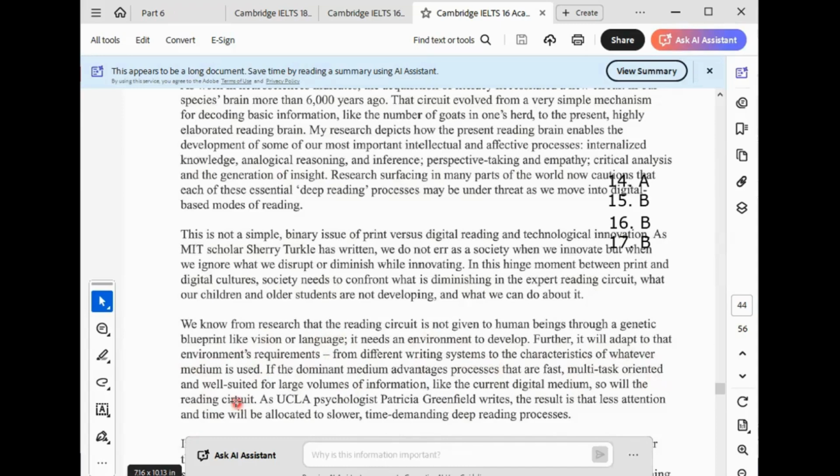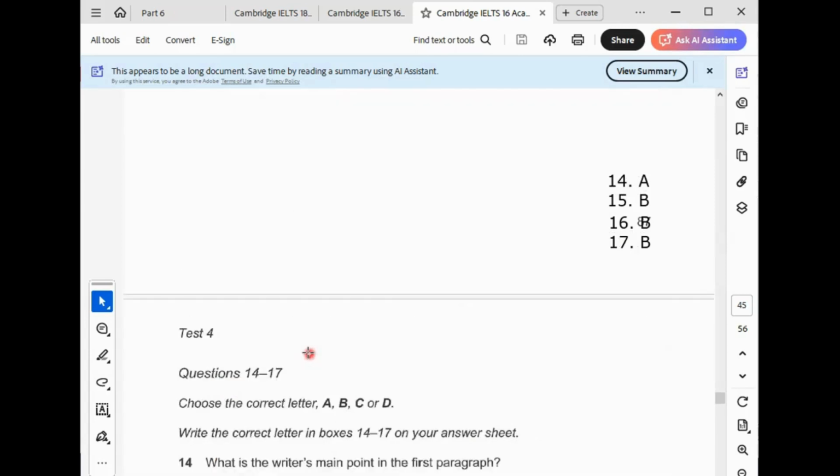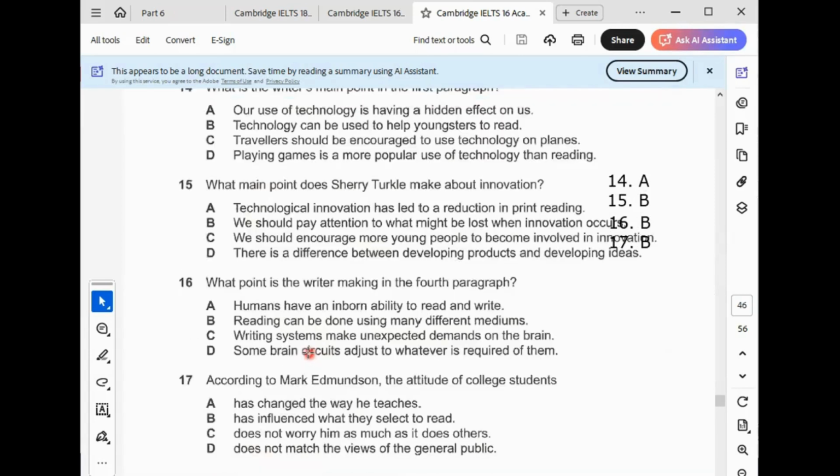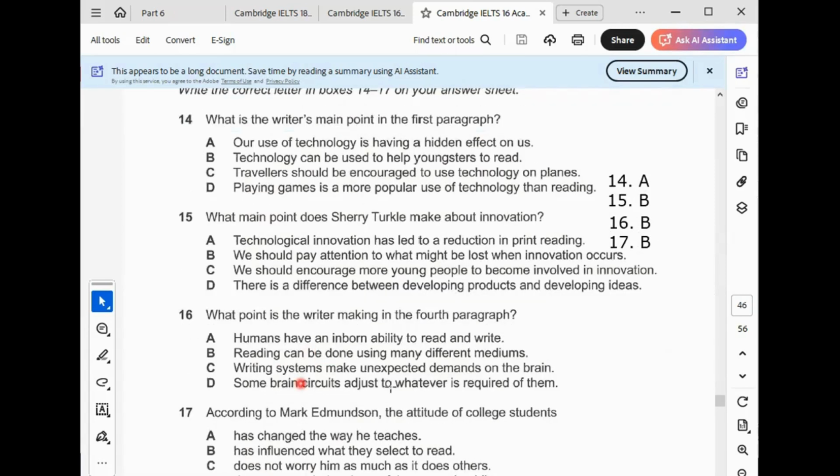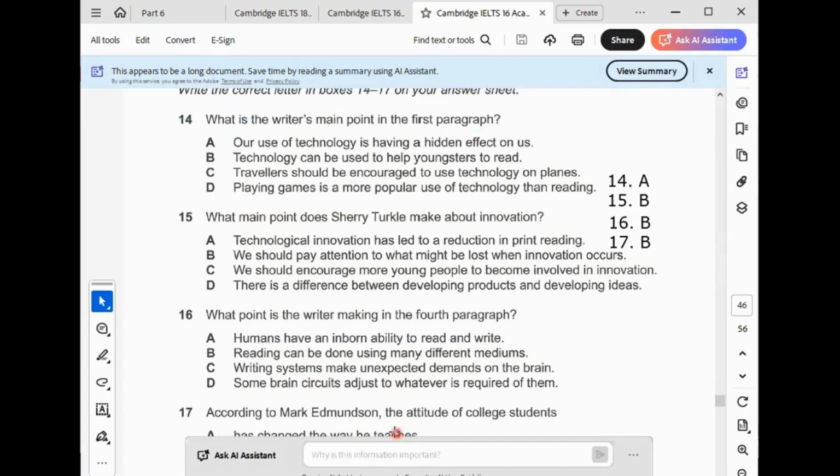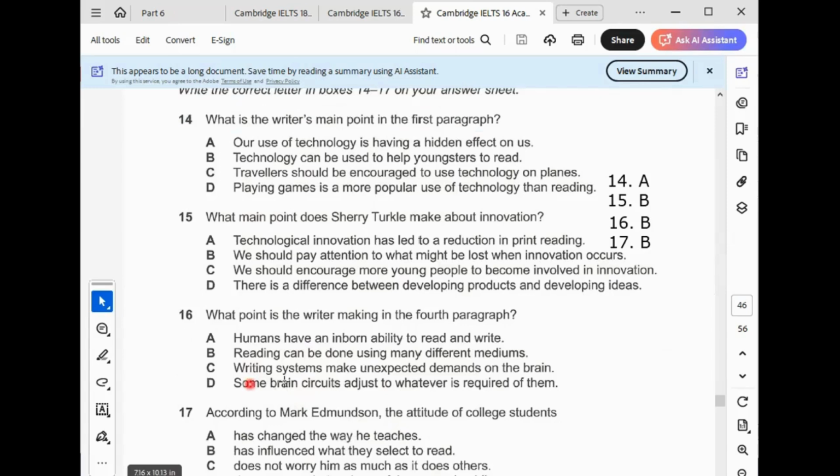So that means that if the medium is slow, the reading circuit will also be slow. Let me check that list of options again. They said that some brain circuits adjust. So I think they are referring to the different reading circuits.